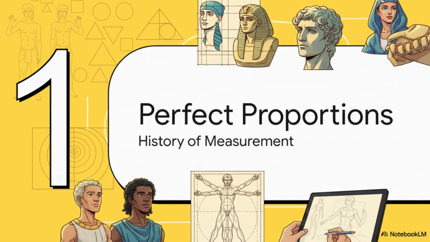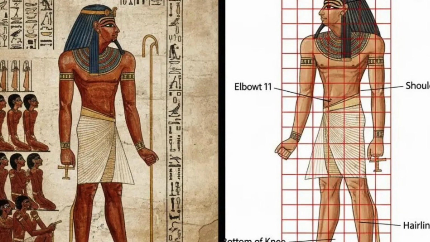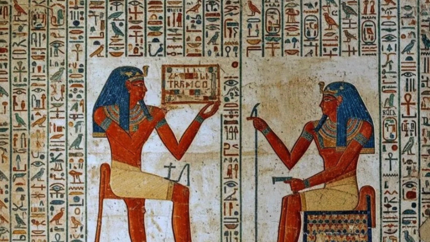All right, let's kick things off with part one, the quest for perfect proportions, a brief history of measurement. You know, humanity hasn't always measured the body the same way, and the evolution of these artistic rules actually tells us a lot about history. Way back in the 31st century BC, the ancient Egyptians literally used the fist as their standard module. They'd measure exactly 18 fists from the ground straight up to a figure's hairline.